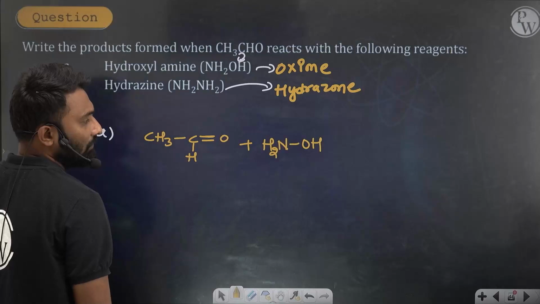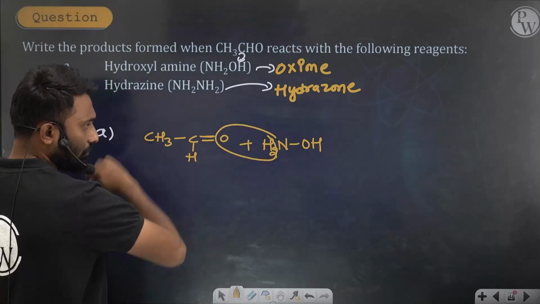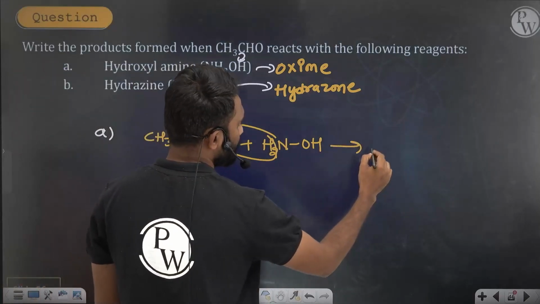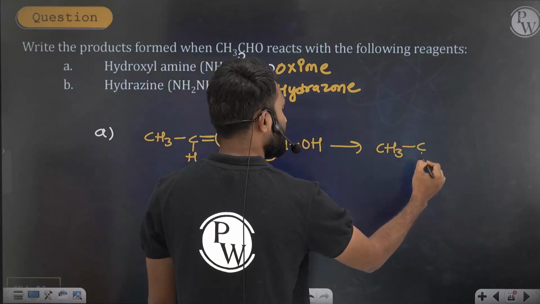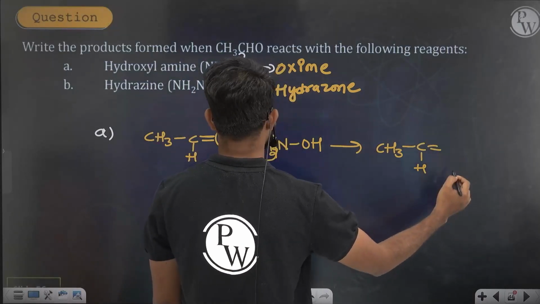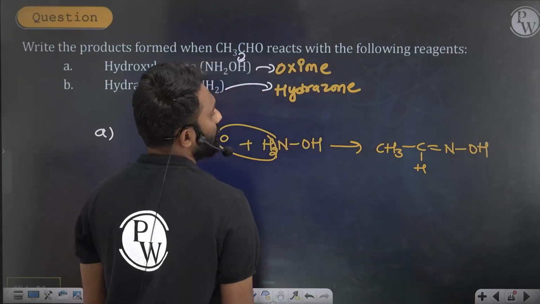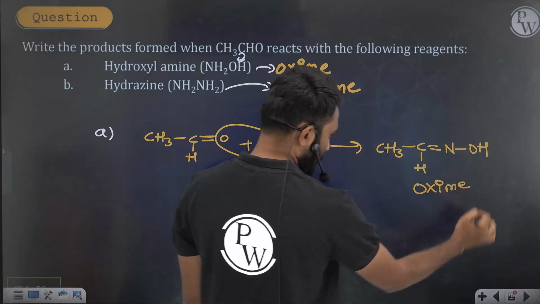Now just eliminate the H2O. By eliminating the H2O, what will we get? CH3CH double bond NOH. Now this is the oxime.